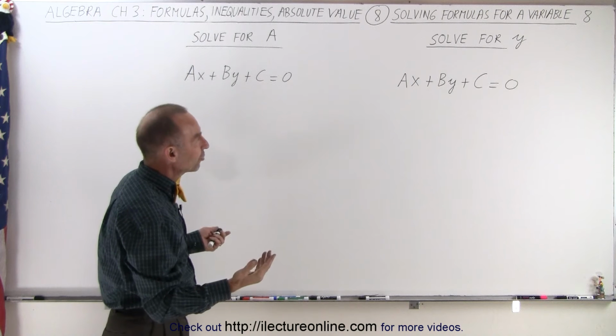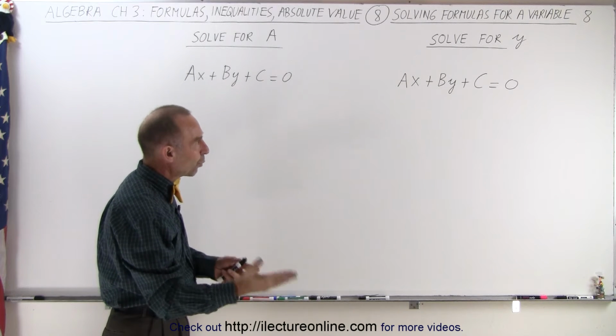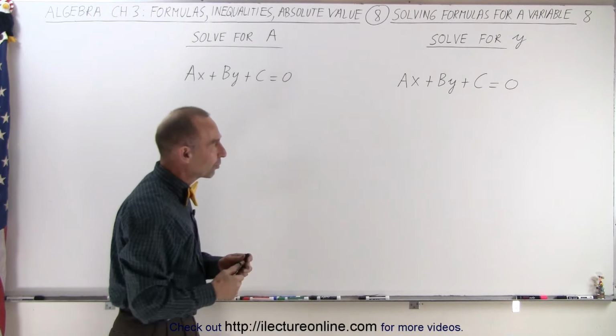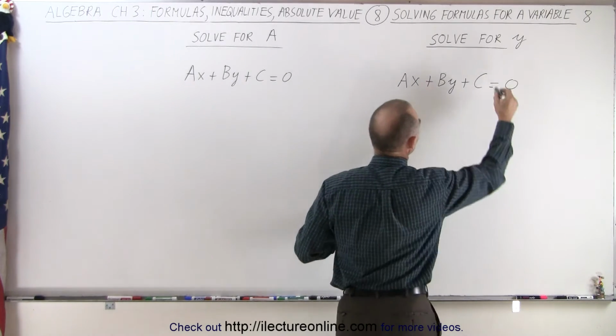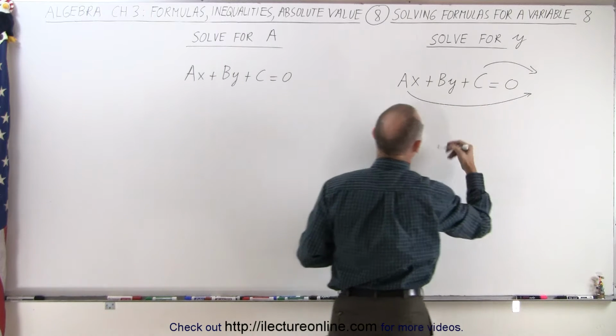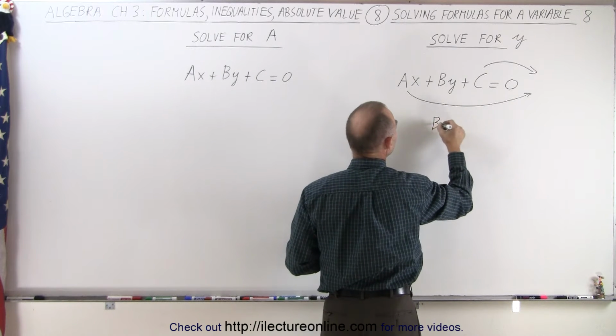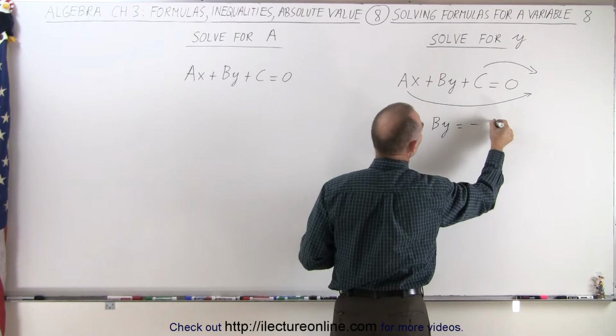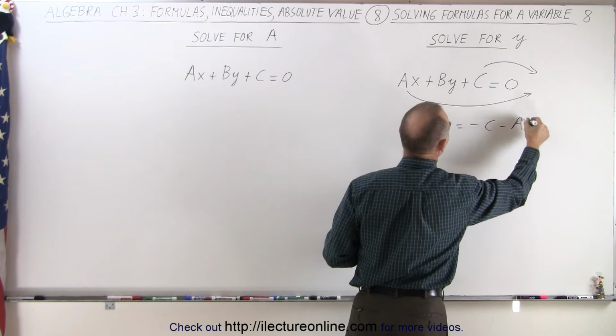So we use the methodology that we're going to keep everything that has a y on the left side and everything else must go to the right side, which means that c must move to the right, and so does the term a times x. Which means on the left side we end up with b times y equals minus c minus a times x.